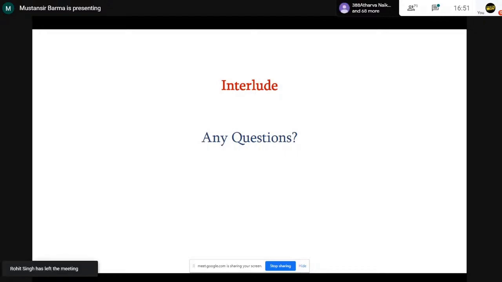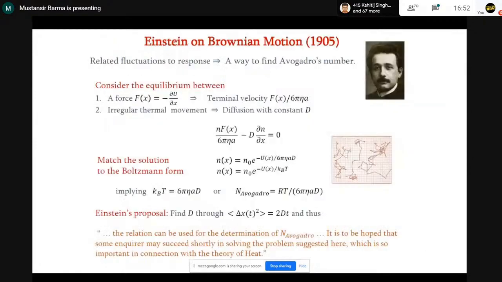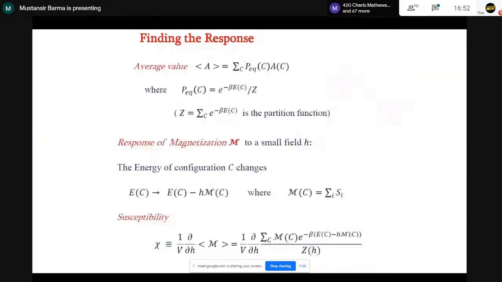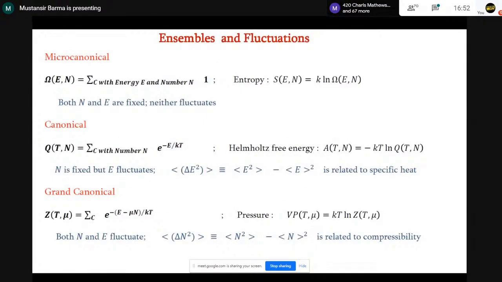What related to potential? Sorry, can you repeat again? Why are ensembles related to potential? Okay. Why are ensembles related to things like entropy, Helmholtz free energy? Is that what you mean by potential? Yes, sir. Okay. So it goes back to this.